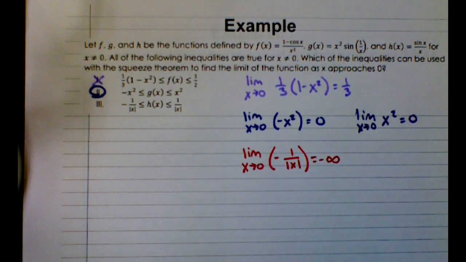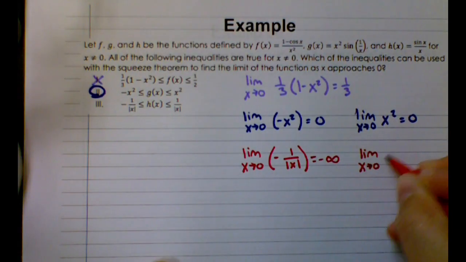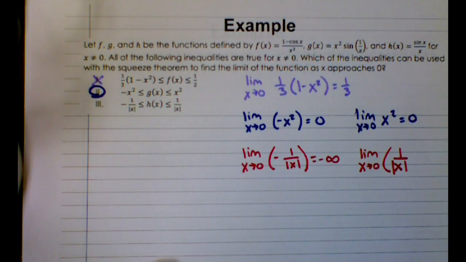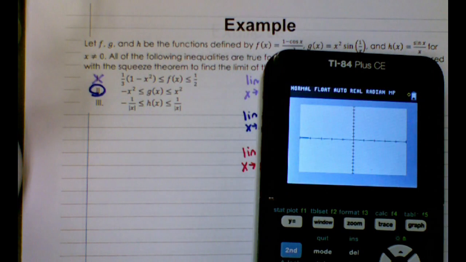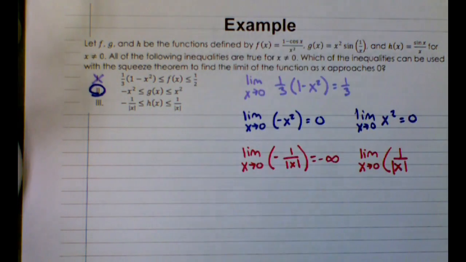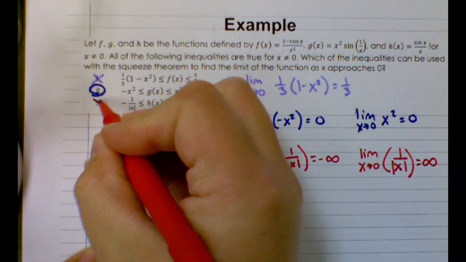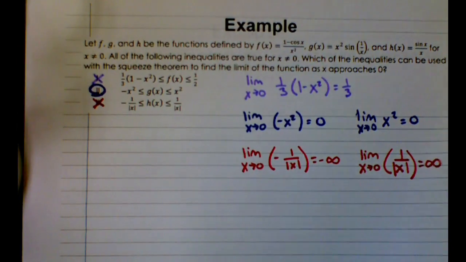That limit does not exist, but the limit as x approaches 0 of positive 1 over the absolute value of x, let's check that graph as well. All I did was delete the negative. And that one approaches positive infinity. Those limits are not equal, so the squeeze theorem does not apply. The only one that applies the squeeze theorem is option 2.